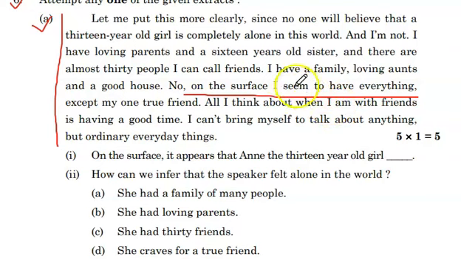And the answer to this question will be this circle part. But you will have to convert it in your own answer. So, on the surface, it appears that Annie, the 13-year-old girl, had everything or seemed to have. Already "appears" is written, so there is no need to write "seem". It should be "had everything". Right? Here, "have everything" means "had everything".